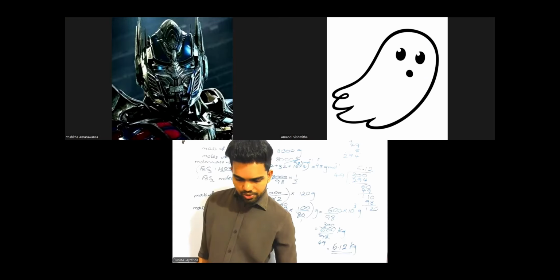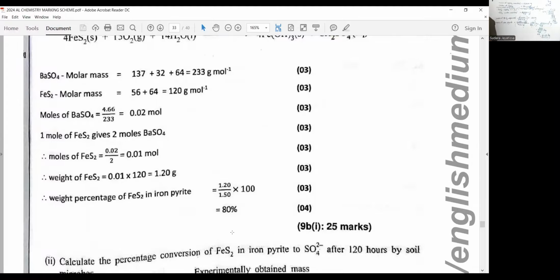So now I'll show you the marking scheme. This is the one given in the marking scheme. See, calculating molar mass of barium sulfate and FeS2. They have given some marks. Then moles of barium sulfate finding, and then the statement, because we can't write a reaction for that, no? Not enough data. So therefore just say 1 FeS2 gives you 2 barium sulfate.